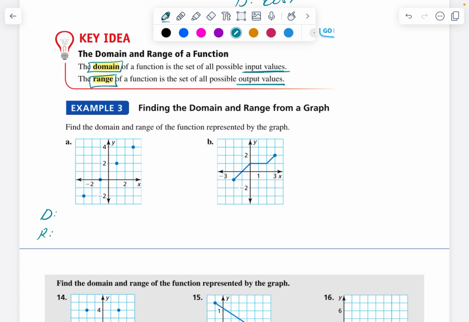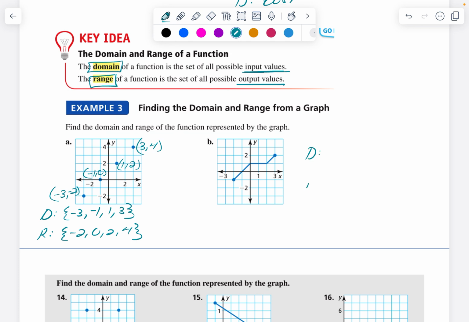these are all specific points. This point, we would label the ordered pair as -3, -2. This ordered pair is -1, 0. This ordered pair is 1, 2. And this ordered pair is 3, 4. So they're very specific values. So all my x values are -3, -1, 1, and 3. It doesn't matter the order you write them as long as they're all there. The range, all my y values are -2, 0, 2, and 4. So those are all my inputs and my outputs, my x's and my y's.